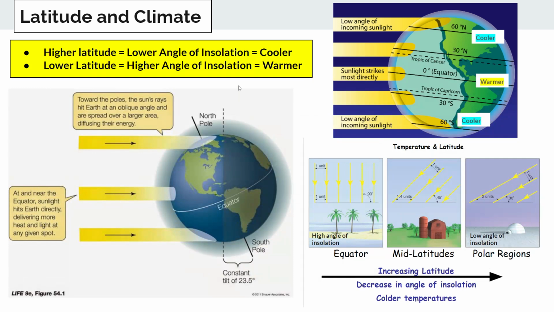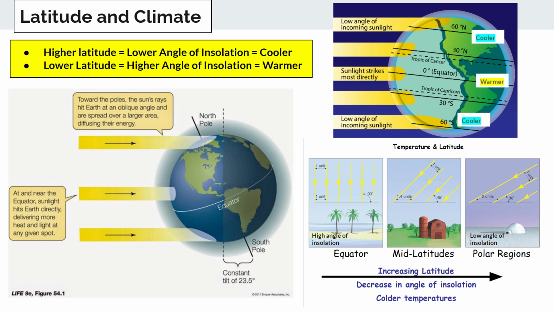So, one thing you need to remember: lower latitudes are near the equator, 0 degrees, and higher latitudes are closer to the poles, because our numbers for latitudes are increasing, right? So that's why lower latitudes by the equator are warmer, and higher latitudes near the poles are cooler.